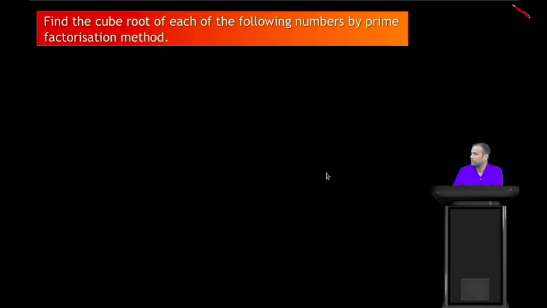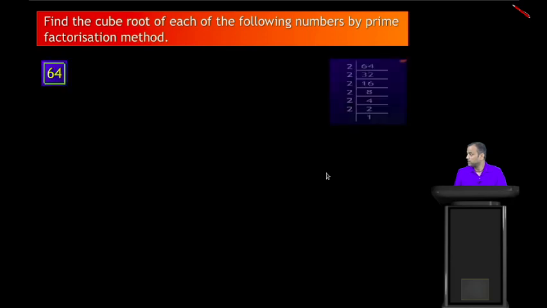Now find the cube root of each of the following numbers by the prime factorization method. Okay students, so now here you will use the prime factorization method, which is already known to everyone, because we have used this method to find the square root also. Okay, so the same process we will follow here. So first, by the prime factorization method, we will find the cube root of 64.